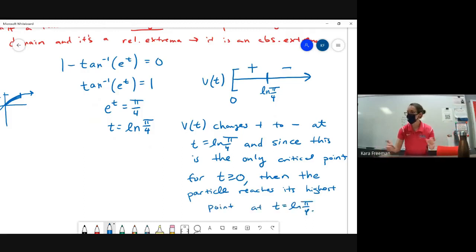So a little bit more there that you have to write, but you have to fully justify. Since it's an absolute, you have to state that it's the only critical value, and you have to state that it's changing from positive to negative.